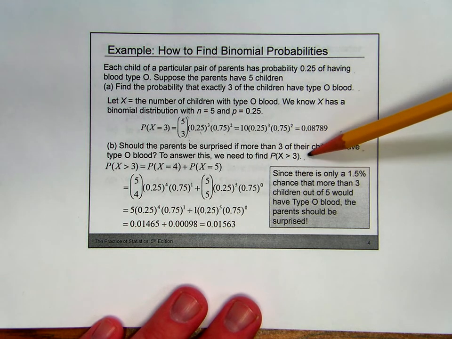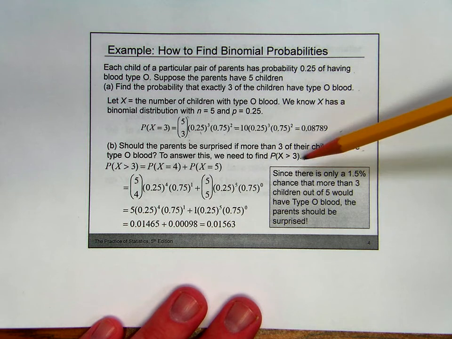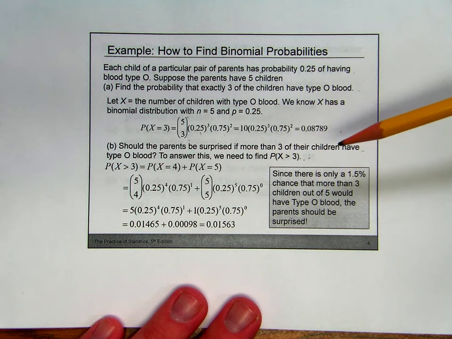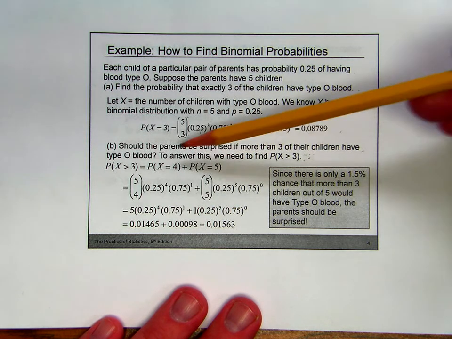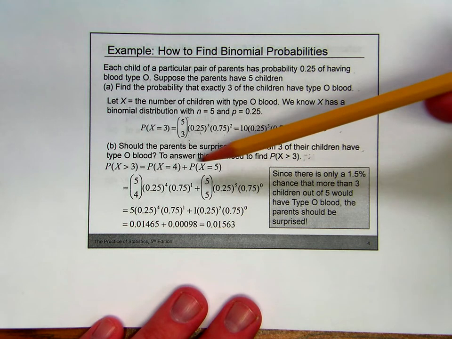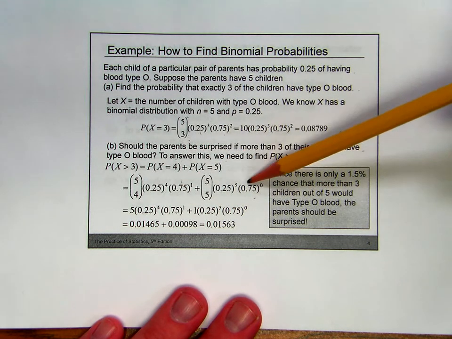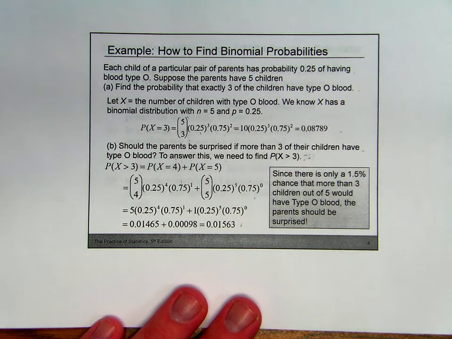Probability distributions are discrete probability distributions. It means endpoints matter. Greater than 3 and greater than or equal to 3 are two different things with discrete probability distributions. With continuous probability distributions working off of density curves, that's a different story. So greater than 3 in this context means 4 or 5. So we have to use that formula twice, once for 4 successes, once for 5 successes, and then get our final answer.